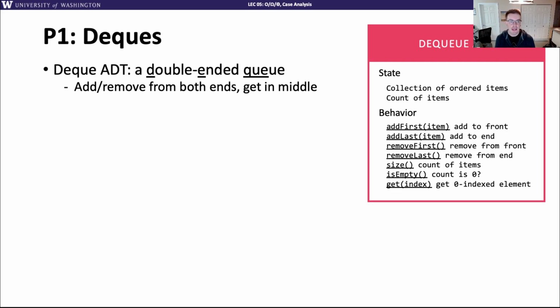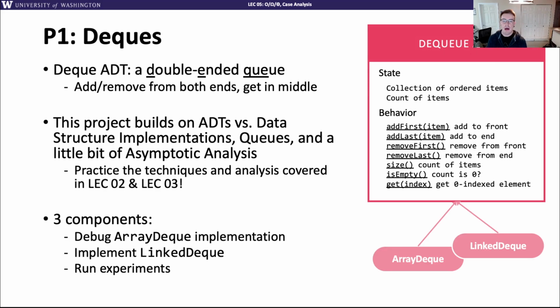Your project is to make implementations of this DEC ADT. This project builds on the structure of differentiating ADTs and data structure implementations. It's also going to be reviewing queues, because a DEC is very similar to a queue. And you get to do a little bit of asymptotic analysis, practicing the techniques and analysis that we covered in Lecture 2 and Lecture 3. Lecture 2 being about ADTs and lists, Lecture 3 being about stacks, queues, maps, and ADTs.